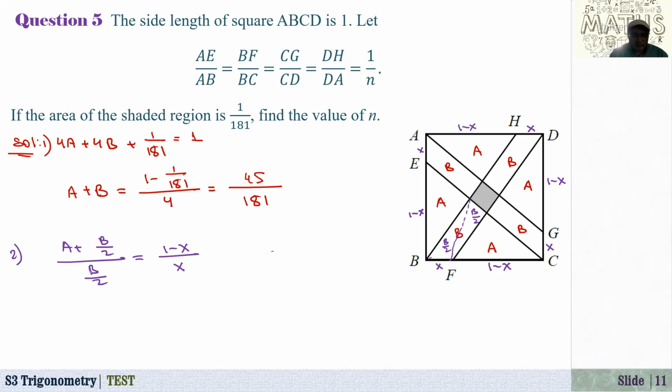So on the left-hand side, if you just simplify this, 2 goes up. Here we have 2 times a over b plus 1. That's equal to 1 over x minus 1. Or you can just find from here, a over b is equal to, let's say, 1 over x minus 1 or 1 minus x over x, right? So that's equal to 1 minus x over 2x. Okay, that's the value of a over b.